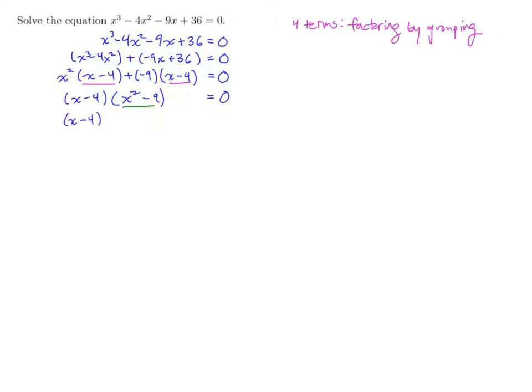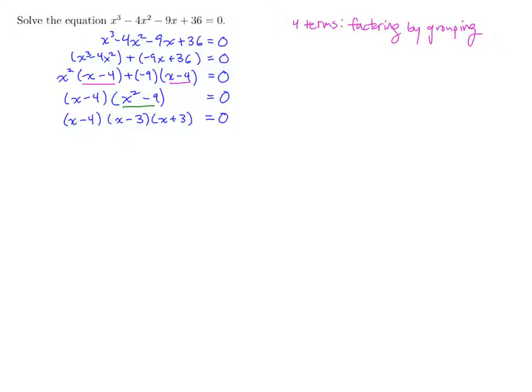So x minus 4 will stay as a factor, and x squared minus 9, as the difference of 2 squares, factors into x minus 3 times x plus 3. So I now have the product of 3 factors set equal to 0. I have x minus 4 as a factor, x minus 3 as a factor, and x plus 3 as a factor. At this point, I'm ready to apply that zero product principle.